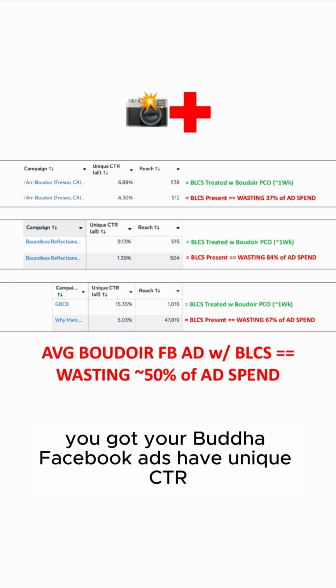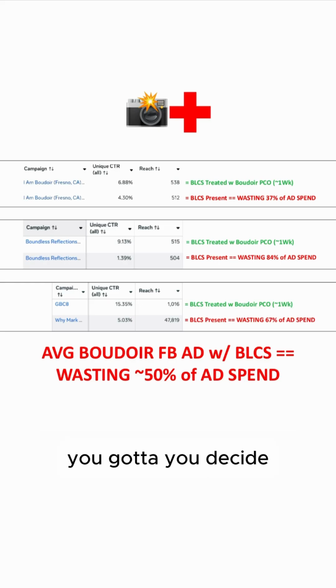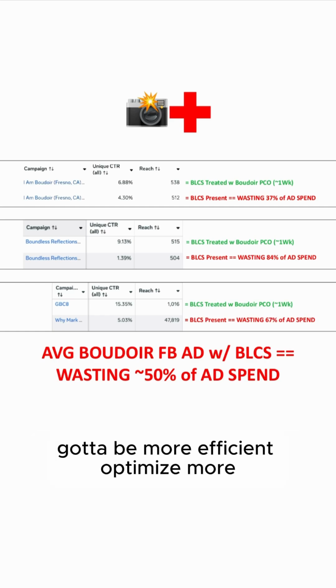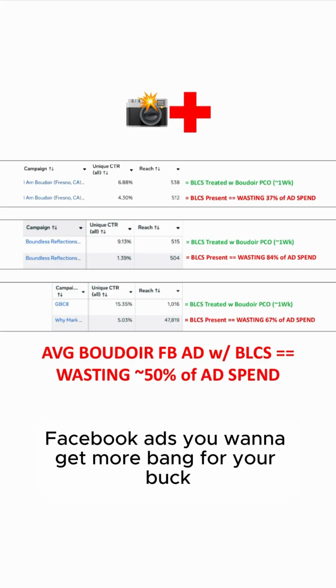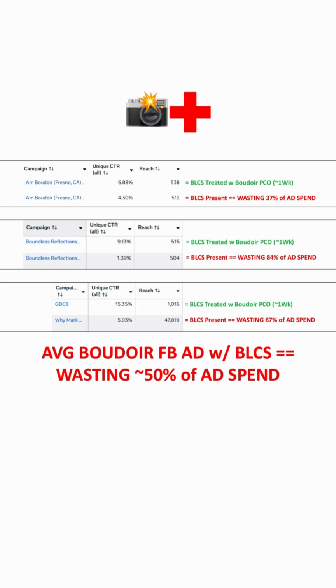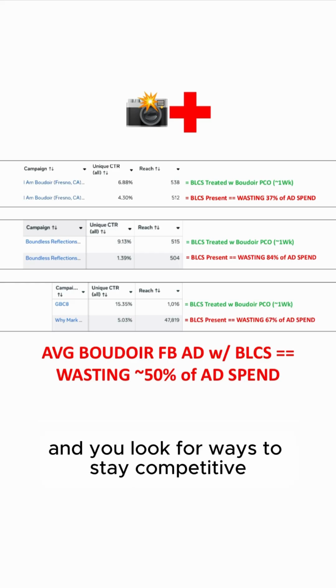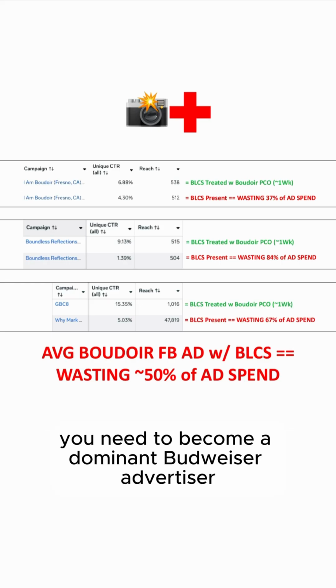All right, so if you're a BLCA, a Boudoir low click advertiser, you got your Boudoir Facebook ads with unique CTR all under 6%, and you decide you need to pull profit out of the business somewhere, got to be more efficient, optimize more. You're spending so much money on these Boudoir Facebook ads. You want to get more bang for your buck. There's more inflation happening every year in real life, more boudoir photographers entering the market, and you're looking for ways to stay competitive. And you decide you gotta get this fixed. You need to become a dominant boudoir advertiser.